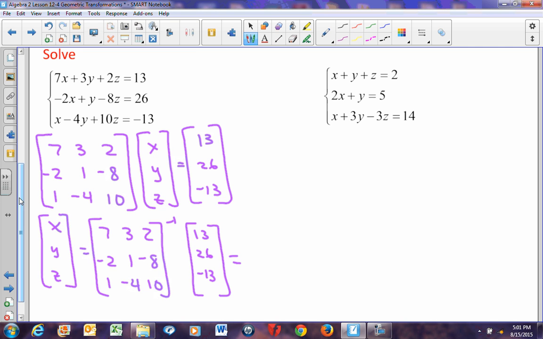So if we take that, plug it in our calculator, and multiply it, take the inverse of it. Okay, so I'm just going to plug this in as the matrix. And I get 7, 3, 2, -2, 1, -8, 1, -4, 10. And take the inverse of that. And multiply that by the 3 by 1 matrix.